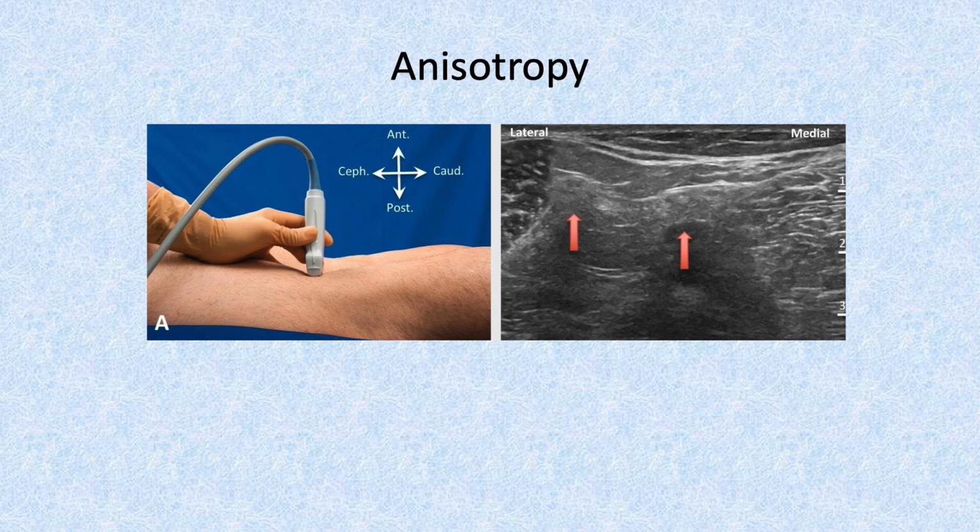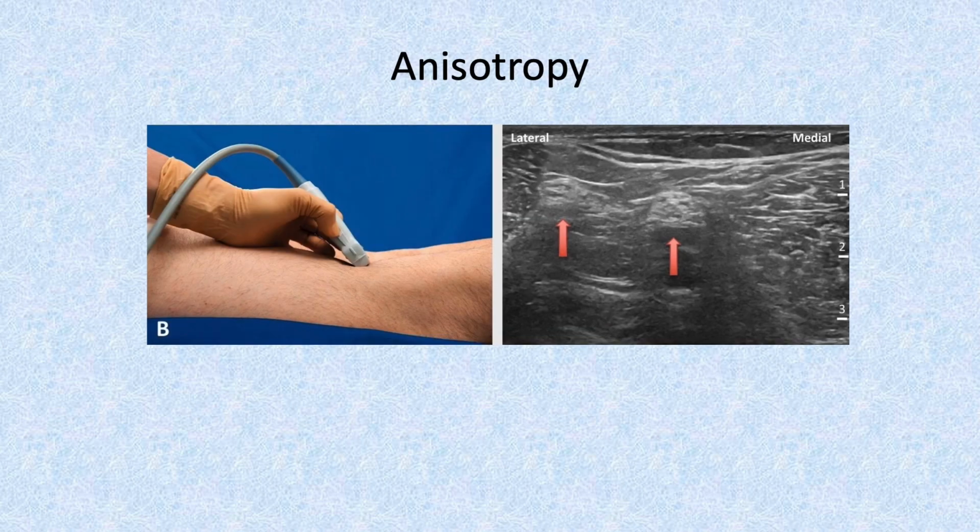If the patient is lying flat, this is a popliteal sciatic nerve. But you find that the nerve looks very blurry, but if you just tilt it a bit, the ultrasound beam will shine 90 degrees to the nerve, then it becomes clearer.